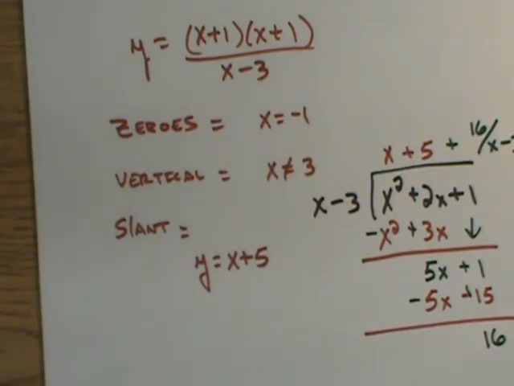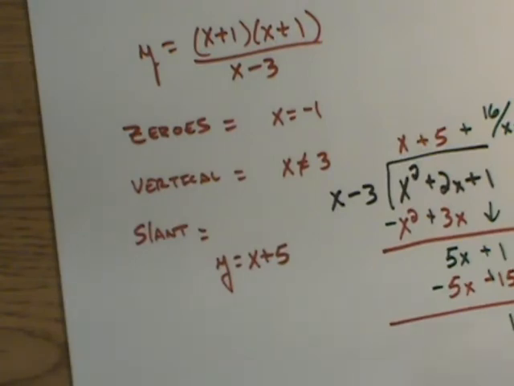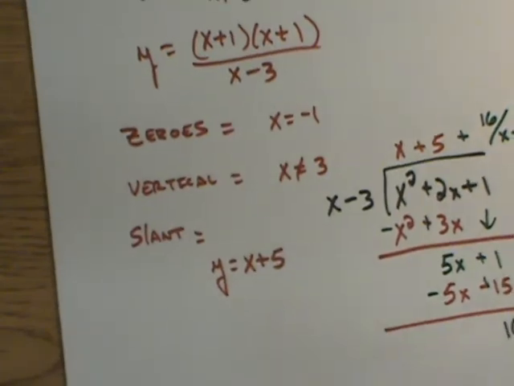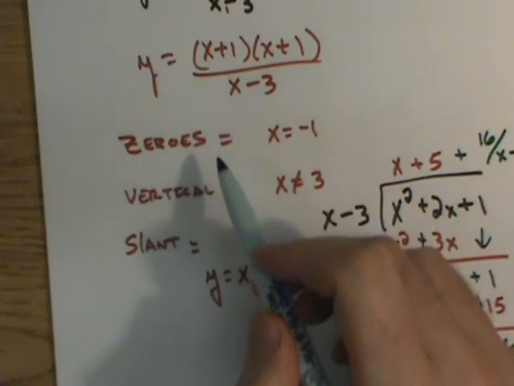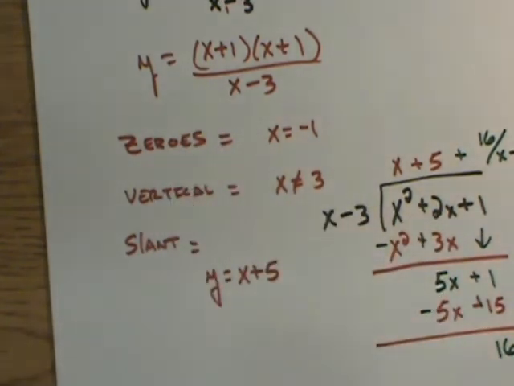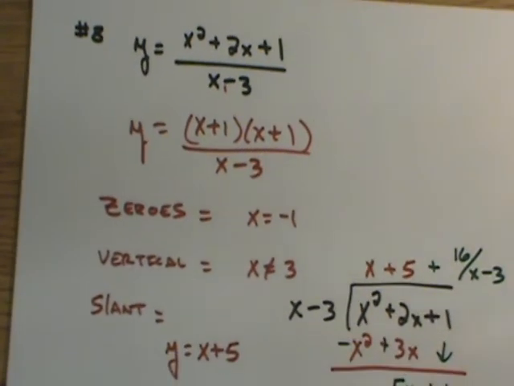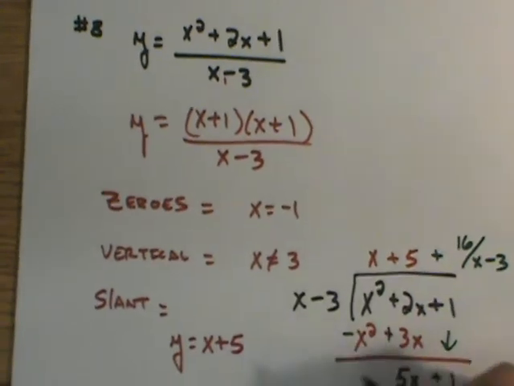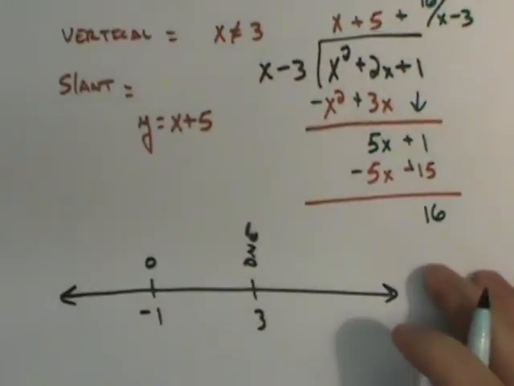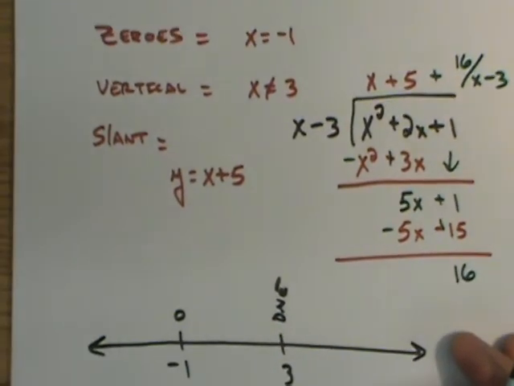And then the last thing I ask you to do is a sign check. Sign checks have nothing to do with your slant asymptotes, so you only look at your zeros and your verticals. In this case, I put a -1 in here and a 3 in here. I know at -1 I'm 0. At 3, I'm a DNE. You're just going to plug some values in to see what happens. And so we can do that.